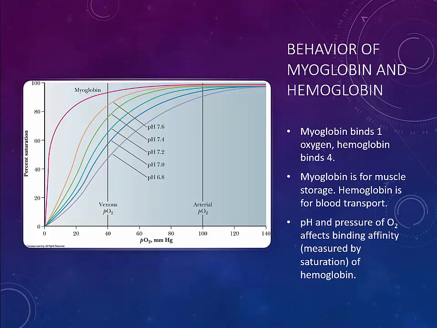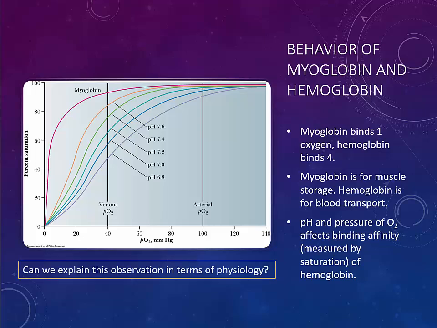So the question we should ask upon making this observation is, can we explain this observation in terms of physiology so that the behavior of the proteins makes sense? Yes, we can. So let's try it. Consider two sites of interest, central and peripheral tissues. Central tissues, we're talking about lungs and arteries. It is entirely reasonable to believe that oxygen levels are quite high in these areas, and the pH should be relatively high as well. Keep in mind this is comparative statements, as we're comparing central to peripheral.